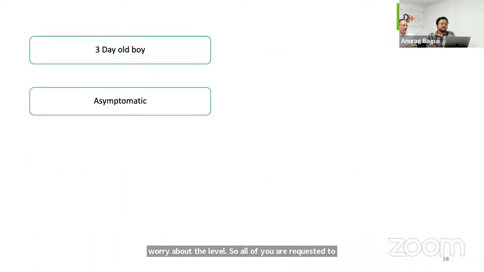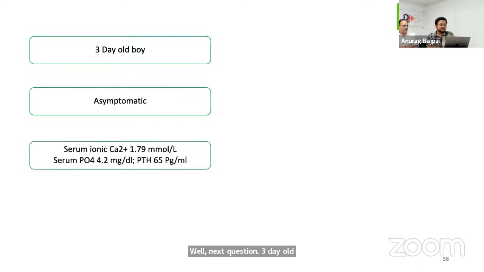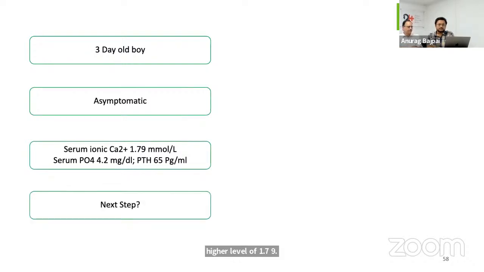Next question. A 3-day-old boy, again asymptomatic, with no kind of symptoms. Here we have done an ionic calcium which shows a higher level of 1.79, with a higher phosphorus and PTH level. So what would be the next step in this scenario? Here your calcium is high and your PTH is inappropriately high or normal. More than 20, we said, is high. Would anybody like to volunteer?